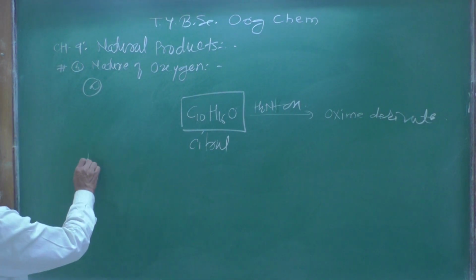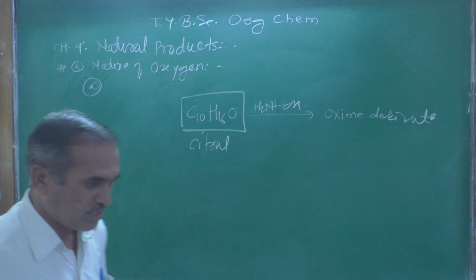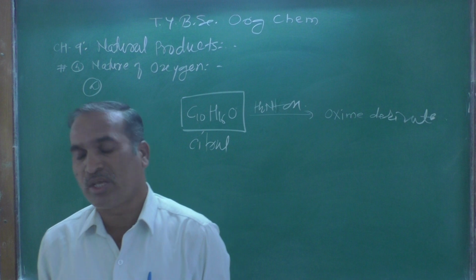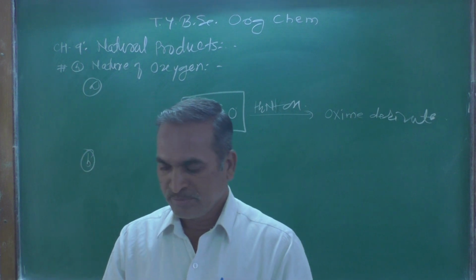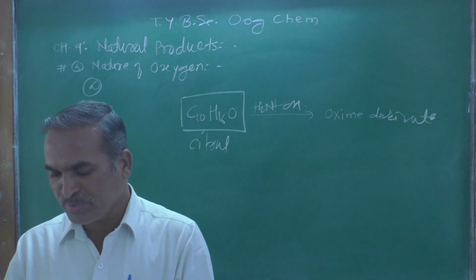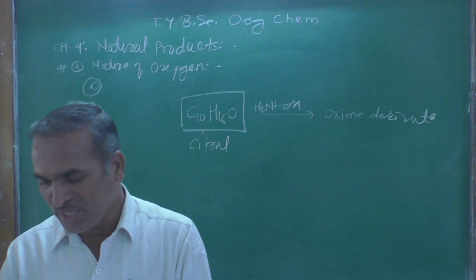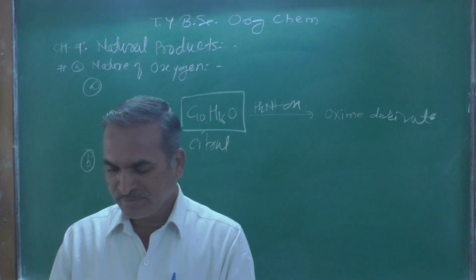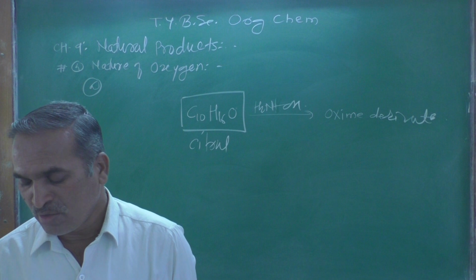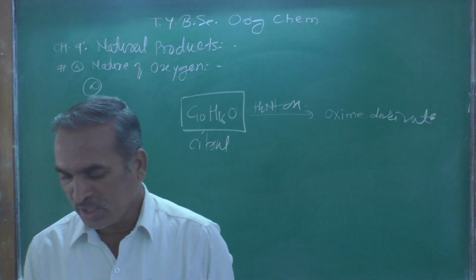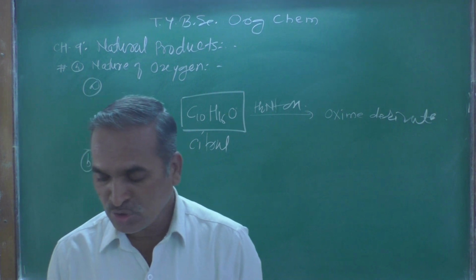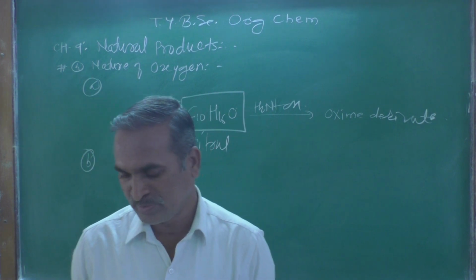Now let us move on to the next point, which will be B. Citral on reduction with sodium amalgam in dilute acid forms a primary alcohol, geraniol, and citral on mild oxidation with moist Ag2O gives geranic acid without loss of carbon atom.